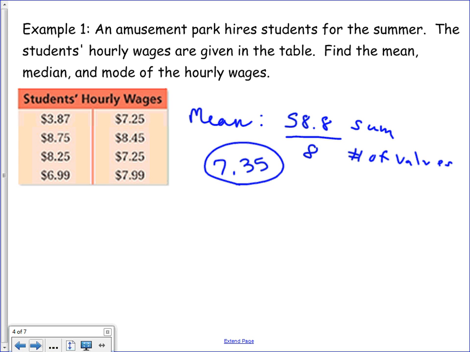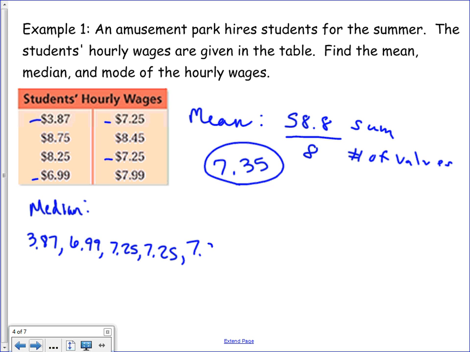Now the median, we have to actually order the values from least to greatest. And this helps with the mode as well. So from least to greatest, we have 387, 699, 725, 725. I'm just going to make marks when I mark them off. 799, 825, 845, and 875. 2, 3, 4, 5, 6, 7, 8. Double check that I had 8 like I should.